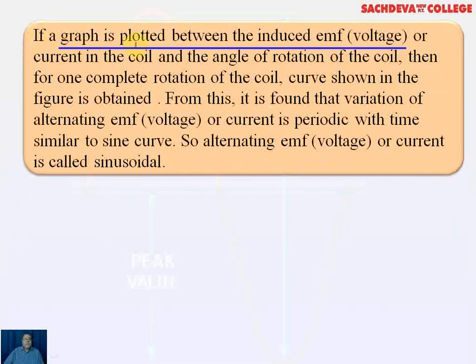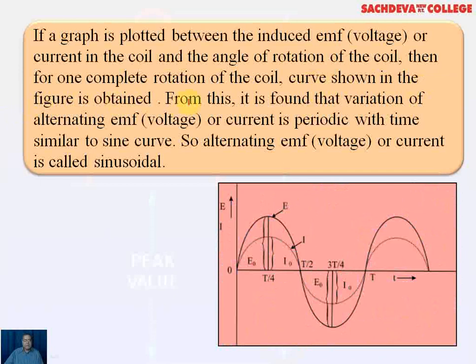If a graph is plotted between the induced EMF and induced current against the angle of rotation of the coil, then for one complete rotation of the coil, the curve shown in the figure is obtained. From this, it is found that the variation of alternating voltage or current is periodic. That is, with time, the direction of current varies, similar to a sine curve. So alternating EMF, voltage or current is called sinusoidal current. Sinusoidal means moving in the form of a sine curve.